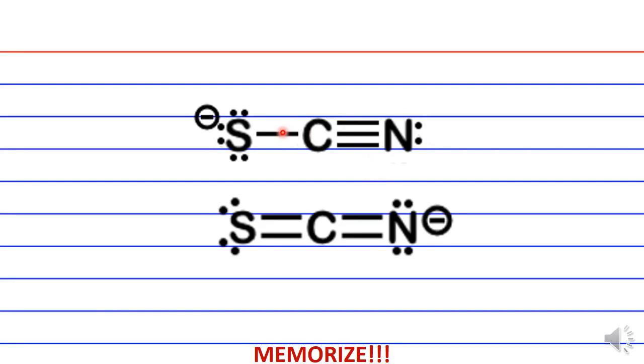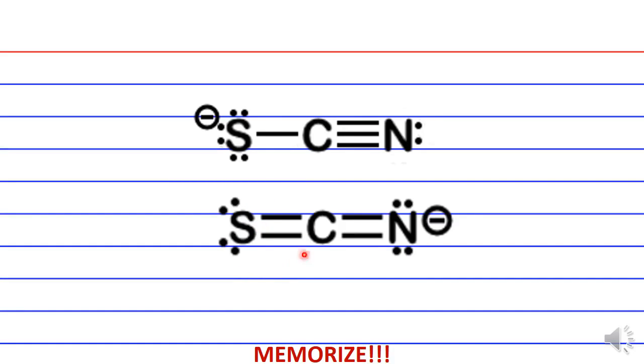In the first structure, there's a partial negative charge on sulfur. And although sulfur has 6 valence electrons, it can carry a partial negative charge because it's able to expand its octet. So, yeah.